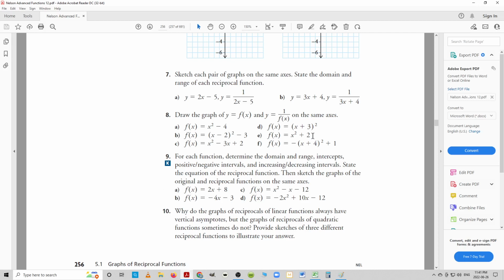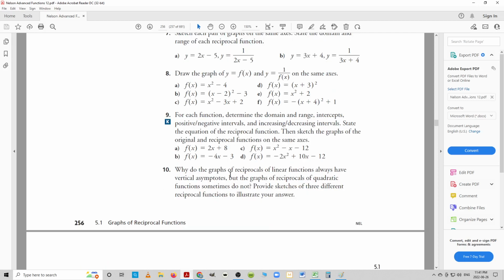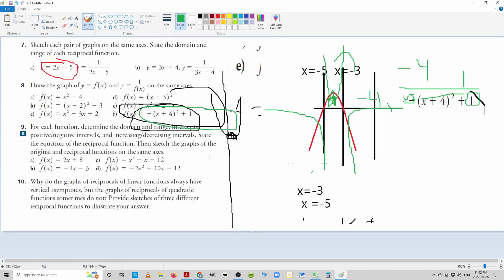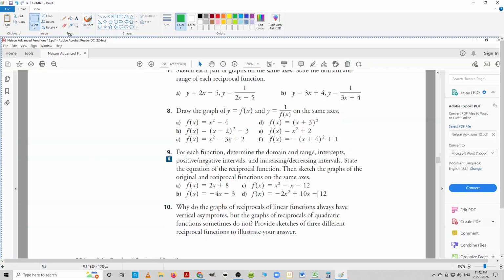So I think they was just exploring 1 over parabolas. For each function, determine the domain and range, positive and negative intervals, increasing, decreasing intervals, and then find out the same for the reciprocal. So this is a line, this is a line, this is a parabola, this is a parabola. Bit of a pain. Much of the same thing. I would just strongly recommend just put it into Desmos instead. Right? But just very quickly.